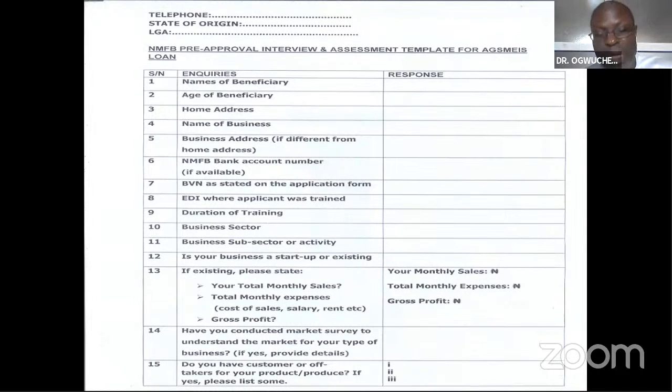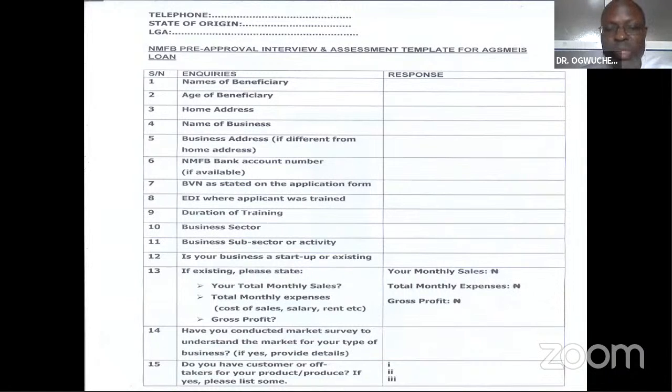Is your business a startup or existing? We have asked this question consistently. If it's a startup, yes, indicate it's a startup. If it's existing, indicate it's existing. Here is where the catch is, because if you say it's an existing business, then you have to tell them your total monthly sales. How much are you able to sell on a monthly basis?